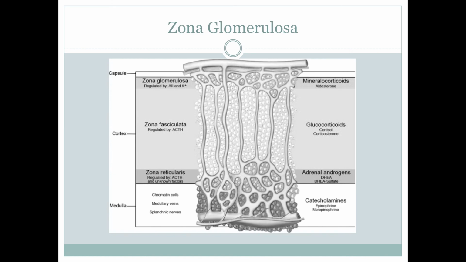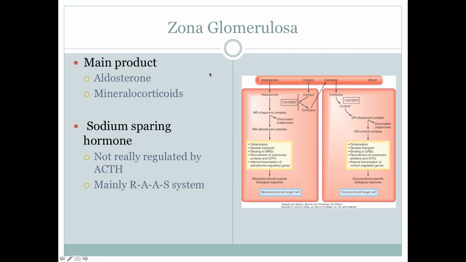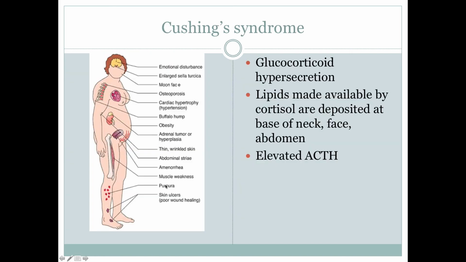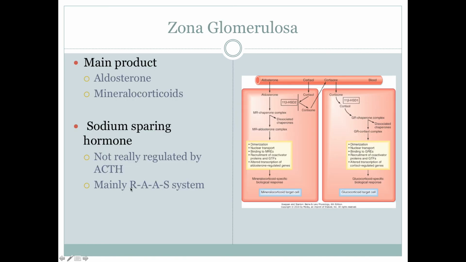And then finally, we have the zona glomerulosa making the mineralocorticoids. The main product here is aldosterone. This is our sodium-sparing hormone. When we don't want to add sodium to the urine and we want to keep it, because where sodium goes, water follows, we have aldosterone release. If you've learned about this, we're going to learn about this in the cardiovascular system, so I won't go into a lot of detail here.